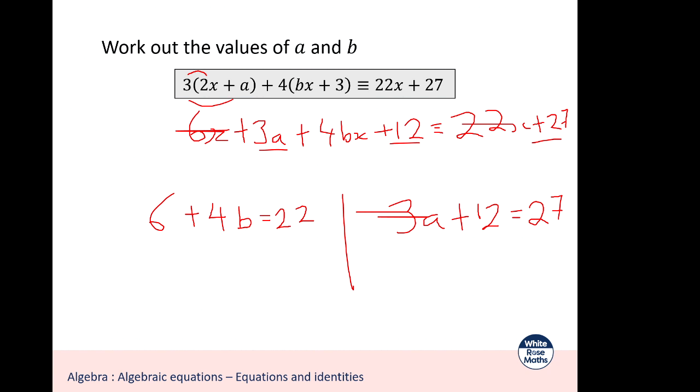So the coefficients of x, the numbers here in front of the x, which are 6, 4b and 22, they are all the numbers in front of the x terms, okay? 6 plus 4b has to make 22. I can now solve this by subtracting 6 and then dividing by 4. So we get 4b equals 16, dividing both sides by 4, we get that b is equal to 4.